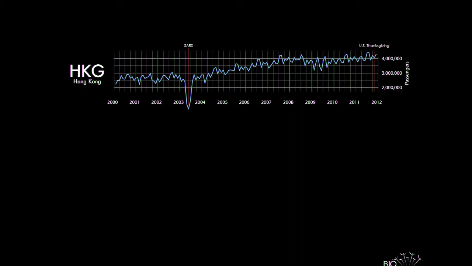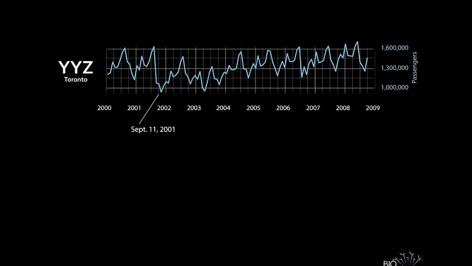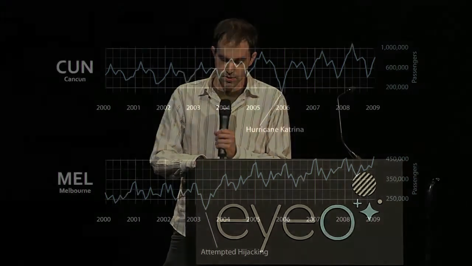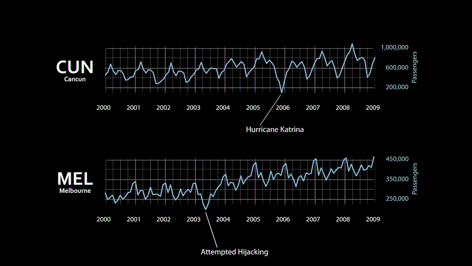Even when something out of the ordinary occurs, amazingly, travel patterns restore themselves very quickly and return back to their normal flows. You can see here in Toronto during September 11th how passenger flows decreased dramatically and then restored themselves within a matter of weeks. And it's not just human-caused problems that result in these patterns, but also environmental issues. A great decline is always seen, and then a return to normal and a steady increase continues. You can see this as well with Hurricane Katrina and with an attempted hijacking in Melbourne.